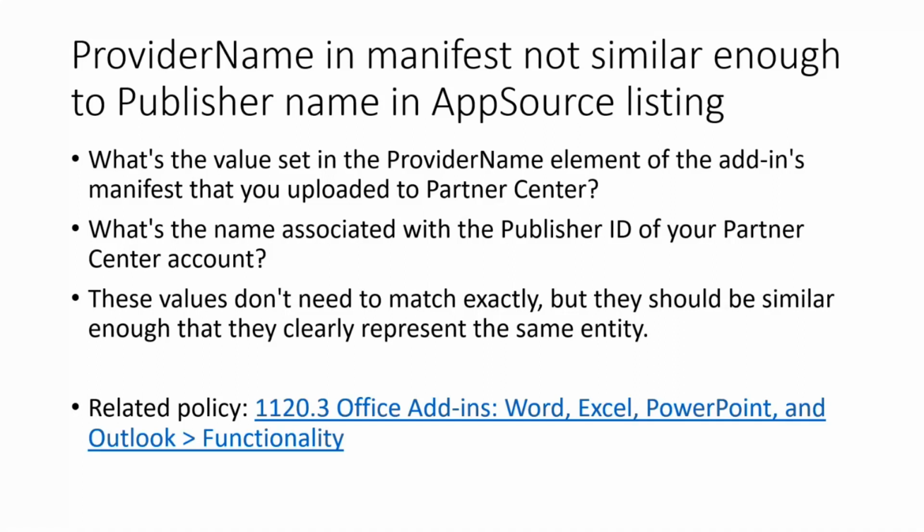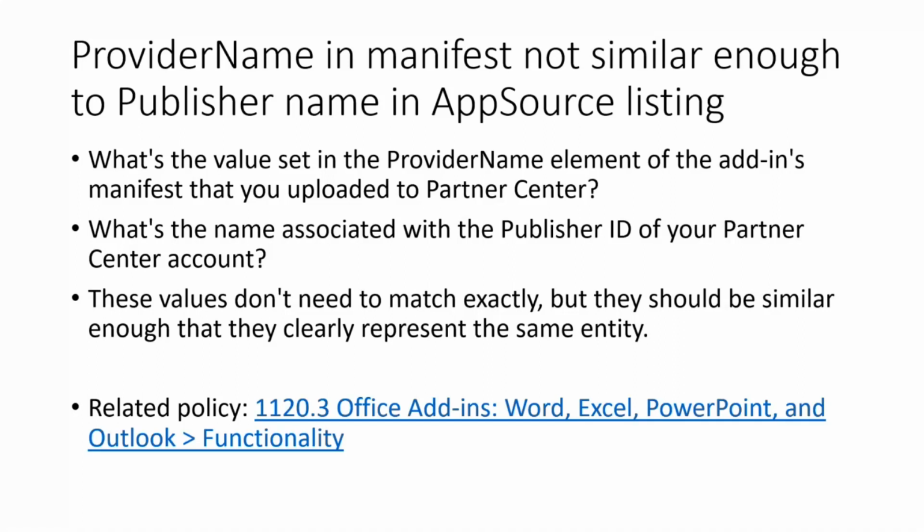Then consider what the name of your publisher, the publisher ID, what names associated with that in your Partner Center account. And while they do not have to be the exact same thing, like I'm going to use Contoso and Contoso, you need to make sure that they match up. For example, let's say in my add-in, I say this is something from Microsoft, and then the other thing says Microsoft Corporation. Well, we can tell it's basically the same company. So that's what we're looking for.